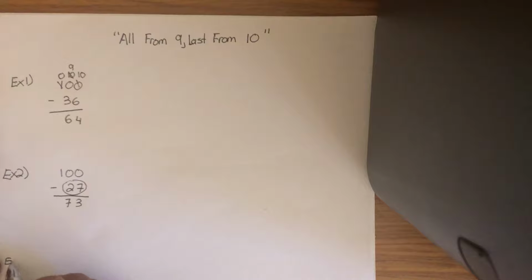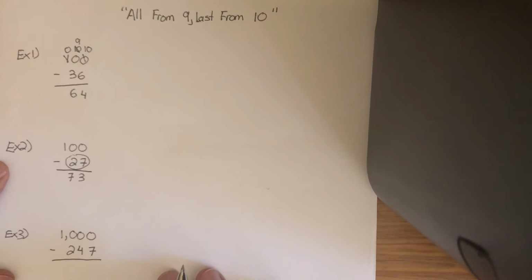And this can be extended. Let's take a number away from a power of 10, from 1,000. So 1,000 minus, let's say, 2, 4, and let's say 7. So now, these are the three numbers I'm interested in. All from 9, last from 10. What's 9 minus 2? That's 7. What's 9 minus 4? That's 5. This is the last number, so I have to say, what's 10 minus 7? And that's 3.